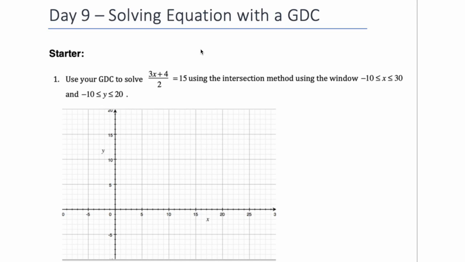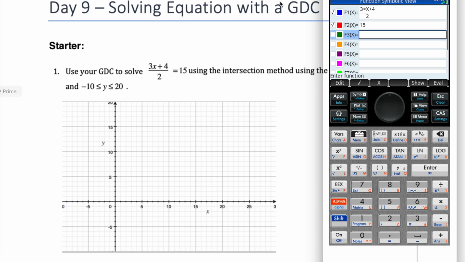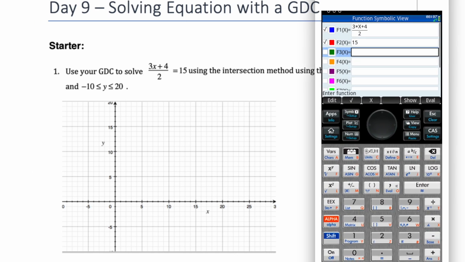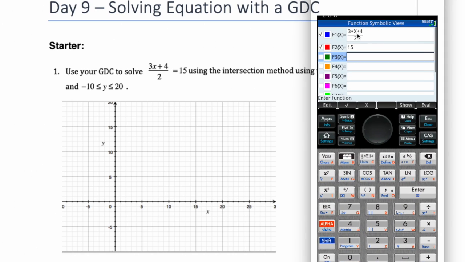Hello, this is Mr. Collier, and today we're solving equations with a graphing display calculator, the HP Prime GDC to be more specific. Alright, so we're going to be solving this equation. Now, it's a very simple linear equation, but there are many equations that are impossible to solve without methods like this. So I just typed it in.